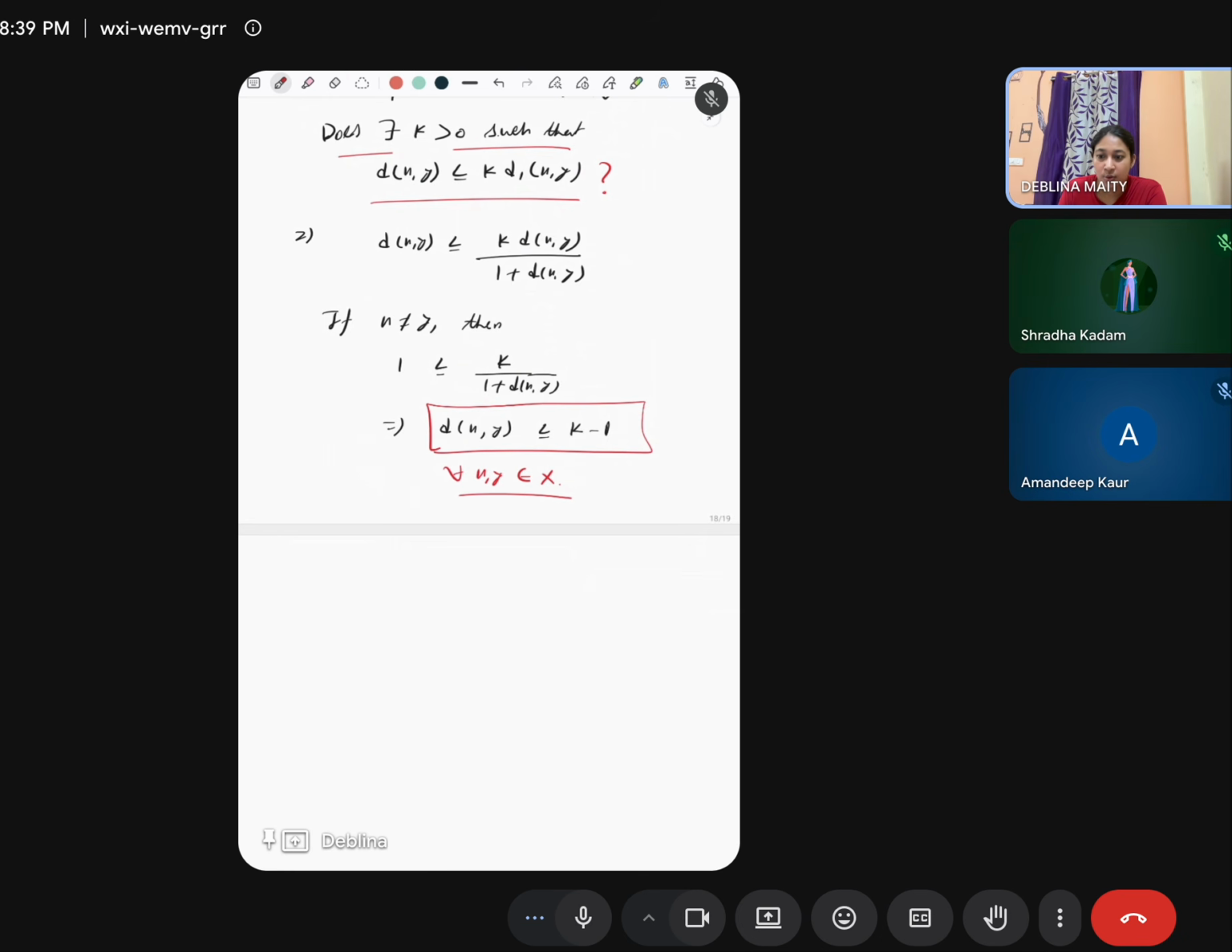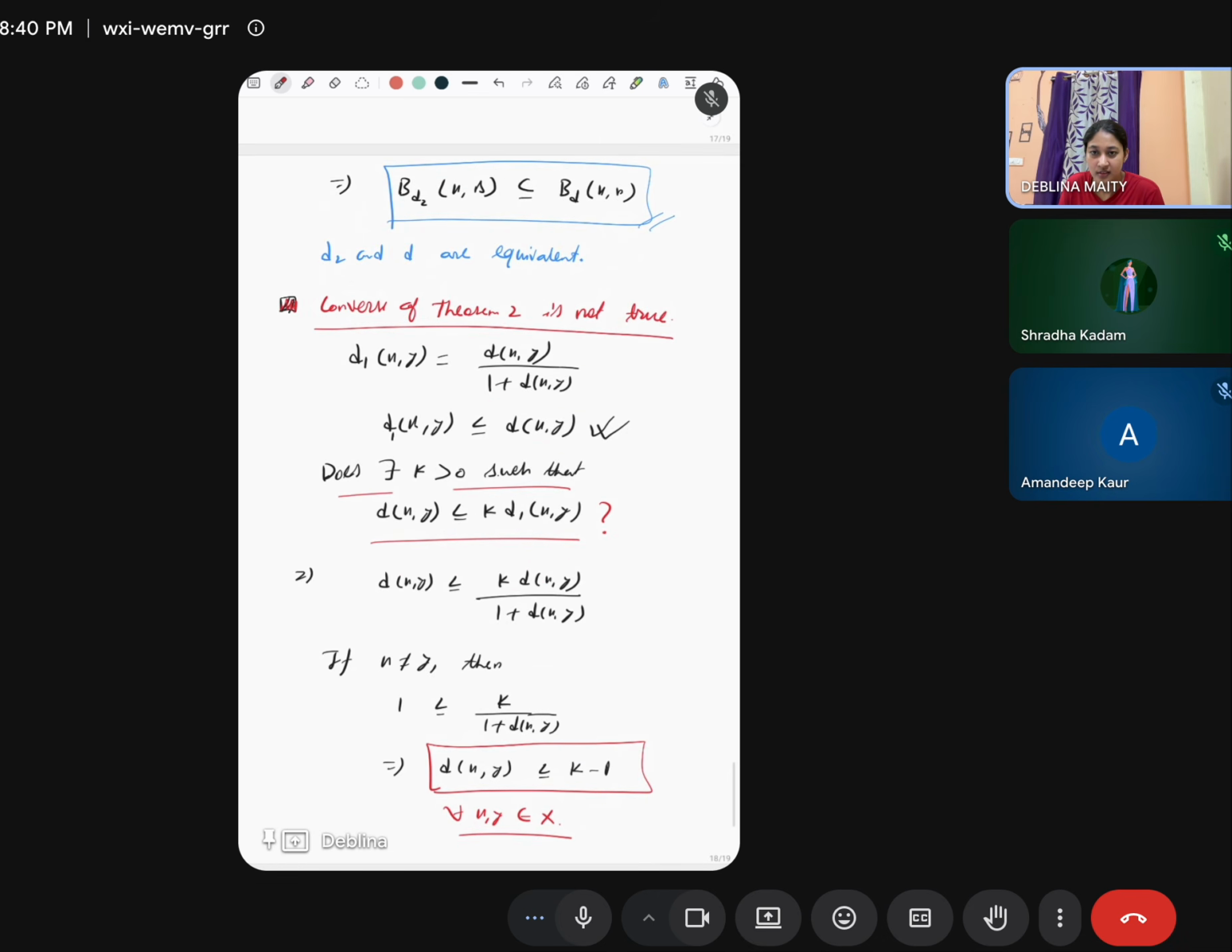So this means X is bounded, but this may not be true in general. For a general metric space we cannot say that the metric is bounded, right? Take the Euclidean metric space in R. The distance between any 2 points can be anything, it goes to infinity. So that metric space is not bounded, right? So the converse is false, so it is not true.